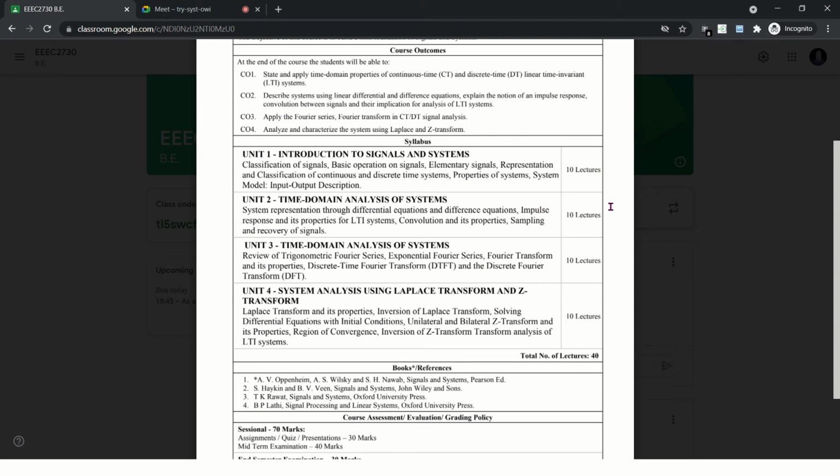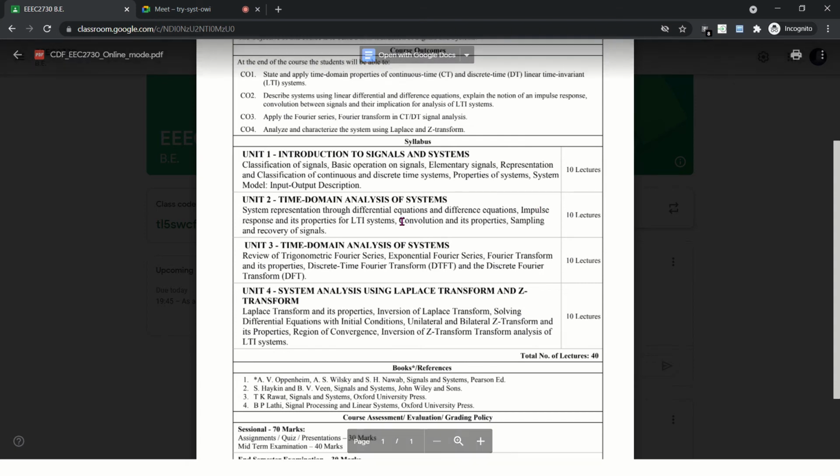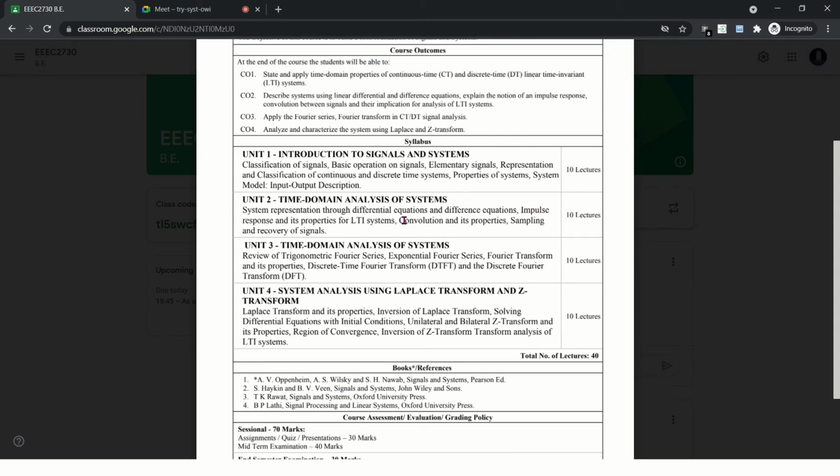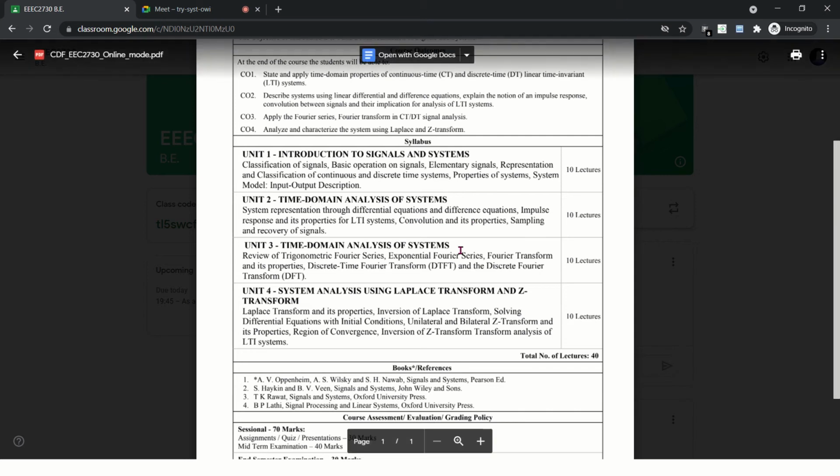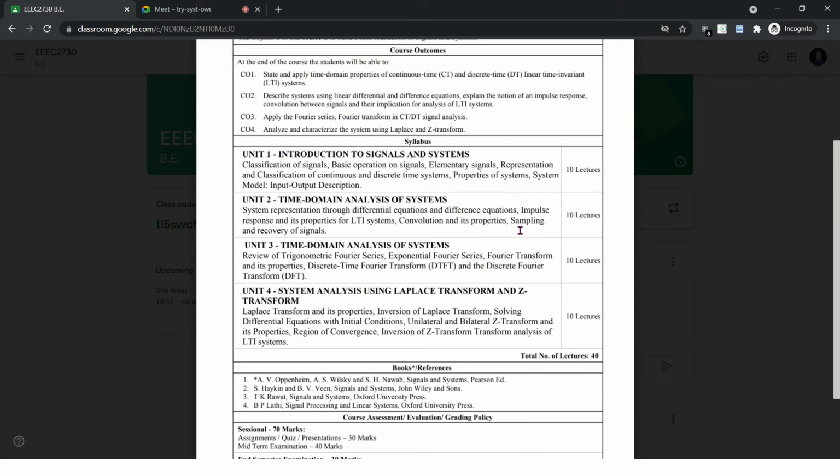Then one of the most important topics of unit 2, and also an important topic in the field of signals, is convolution. So this will be dealt with in unit 2. Then the following topic, sampling and recovery of signals, will also be talked about in unit 2. Then the third unit is the review of trigonometric Fourier series. Here we will discuss the most famous Fourier series and the Fourier transform in continuous time and discrete time as well. So this unit is totally dedicated to the Fourier transform and Fourier series.